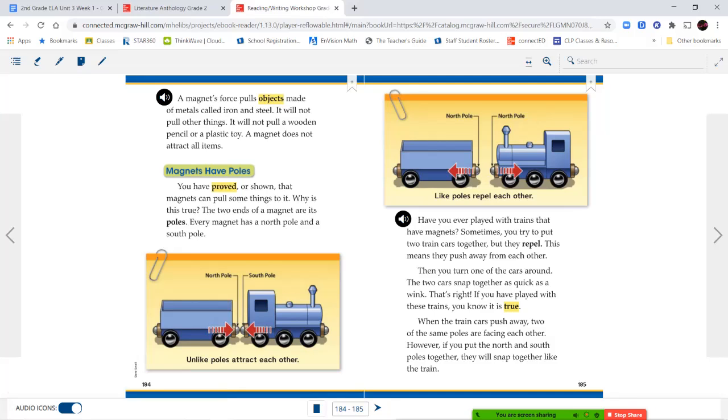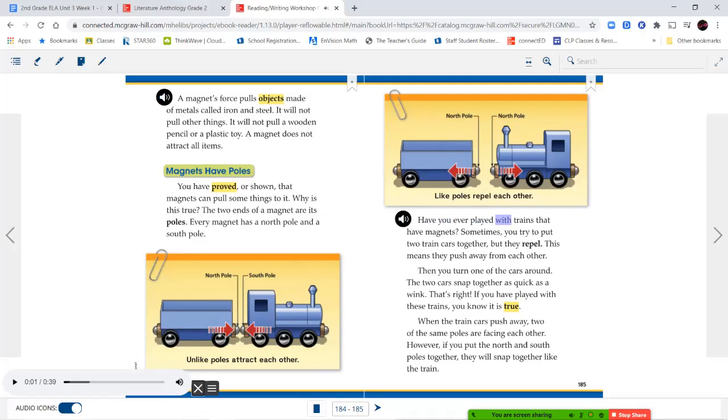Okay, now one of the things you need to pay attention to here, they say unlike poles. That means the opposite one. So north will attract south and south will attract north. But as we continue reading, you're going to see that when they talk about like poles, where they're talking about the same one, so north and north or south and south, they do not attract each other. They actually push each other away. So make sure that when you are using magnets, the sides that are going to stick together are going to be the opposite sides or the unlike sides.